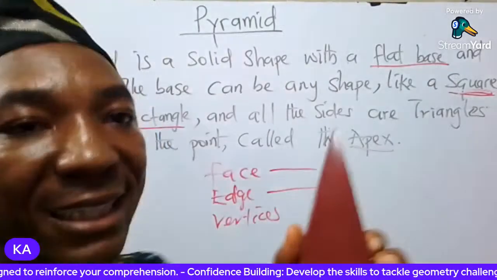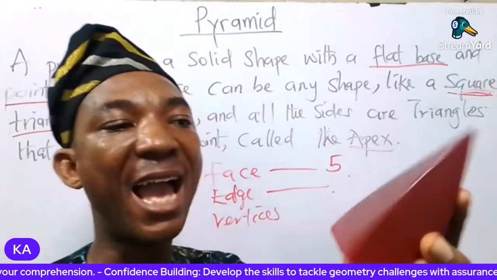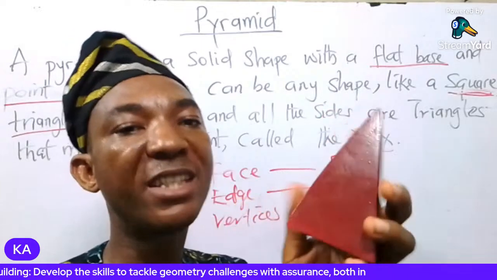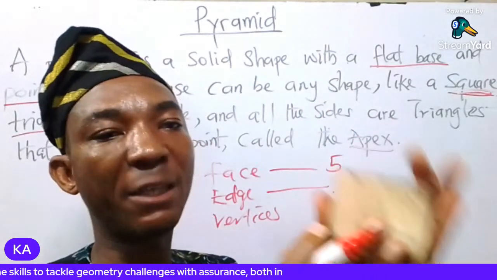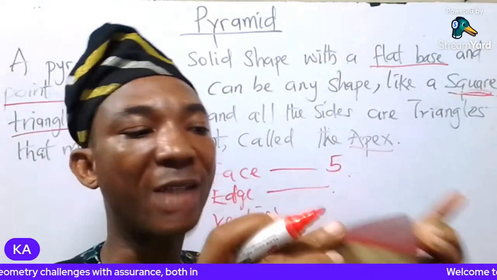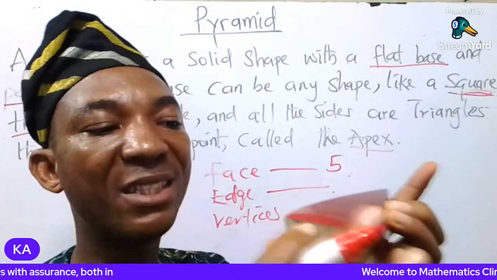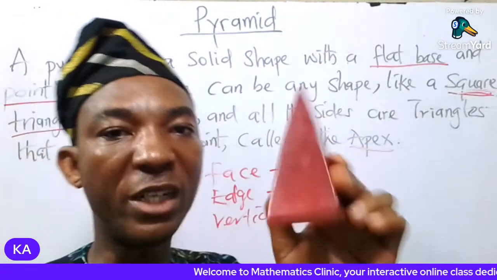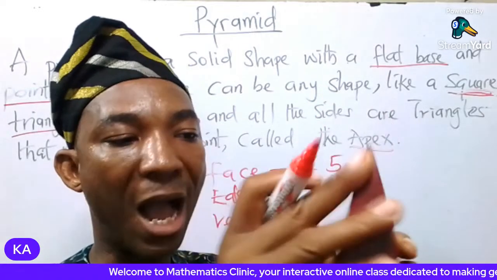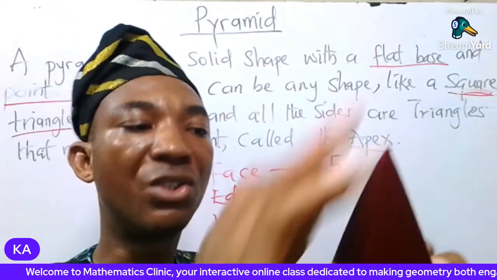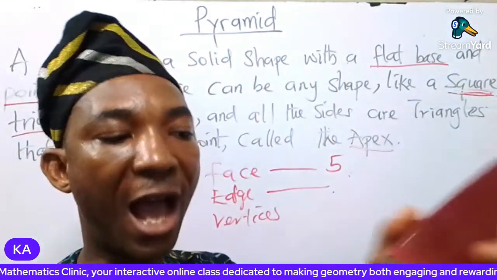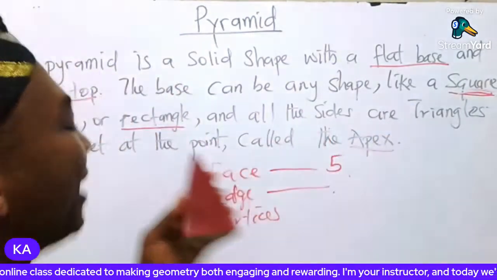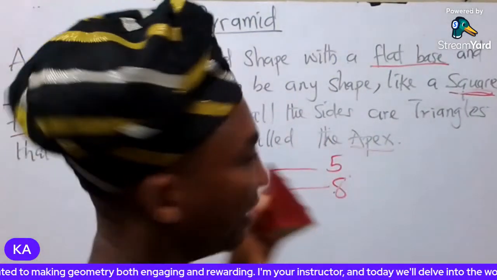So an edge, don't forget that an edge is where 2 faces meet. When you look at it, this is a face now. This is also another face. This is where they meet. So that means this is an edge. So how many edges can we have on a square pyramid? 1, 2, 3, 4, 5, 6, 7, 8. So a square pyramid has 8 edges.